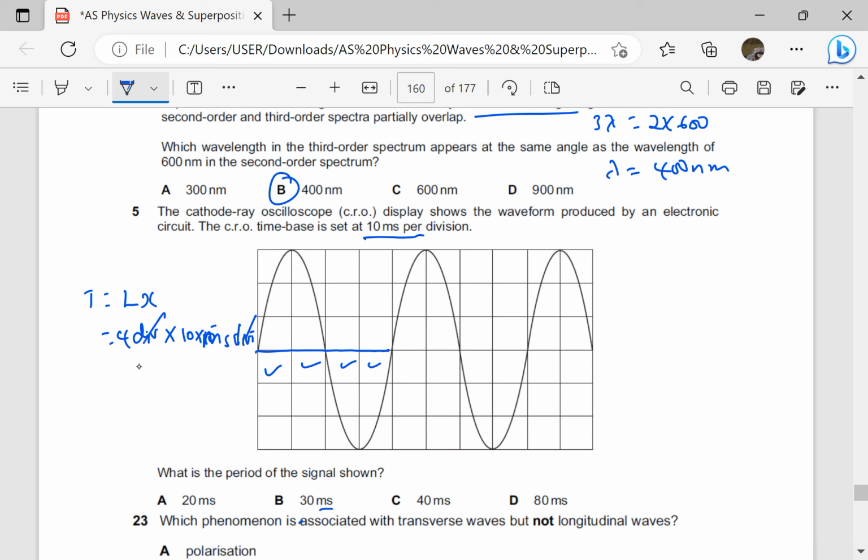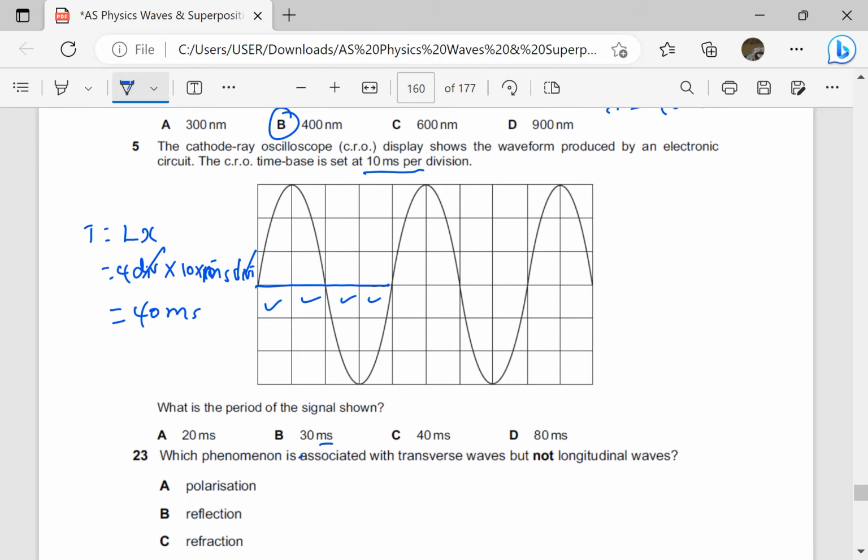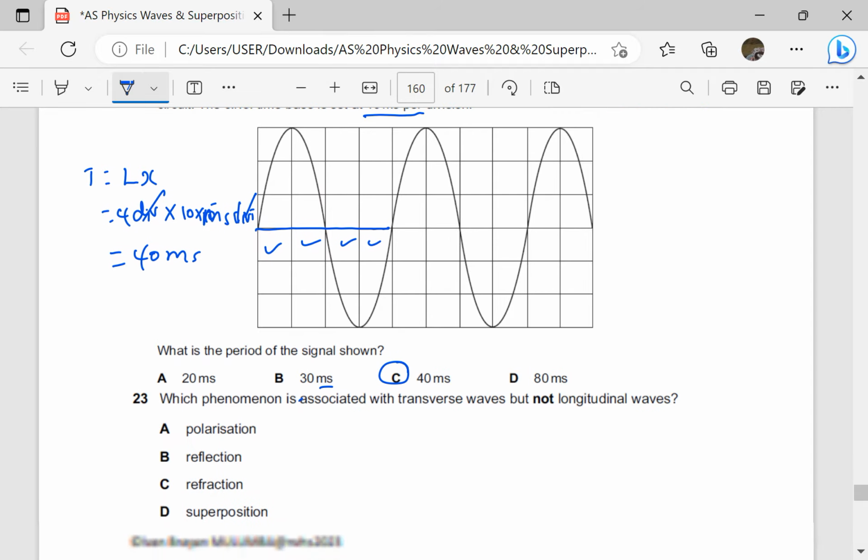So the division cancels, and this leaves us with 4 times 10, which is 40 milliseconds. So our answer is going to be C. That is a very easy question.